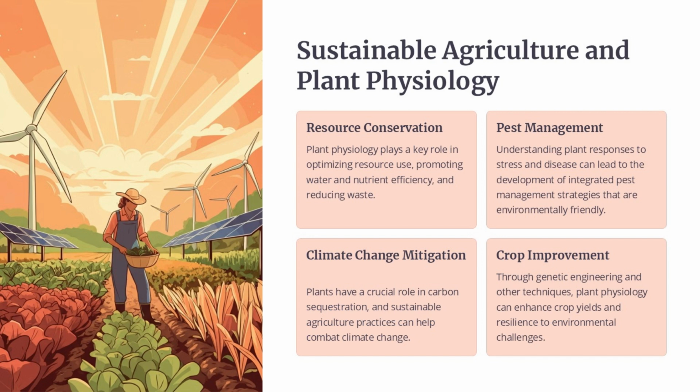Sustainable agriculture practices like water conservation, integrated pest management, and carbon sequestration can help mitigate climate change. Advances in plant genetics and engineering can further improve crop yields and adaptability to environmental stresses. Implementing sustainable agriculture is critical to ensuring a healthy, productive, and environmentally friendly food system for the future.